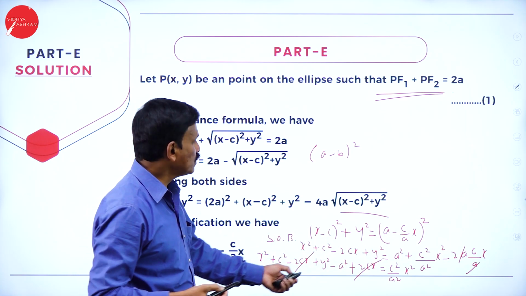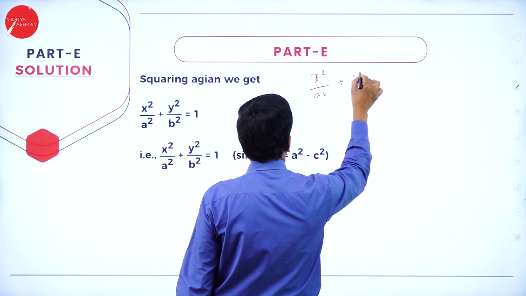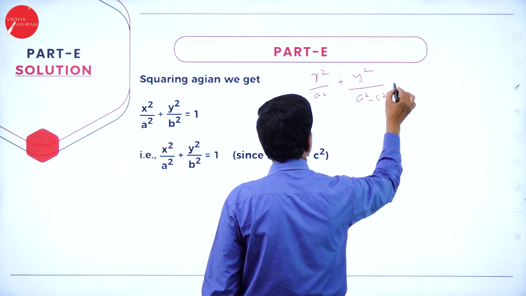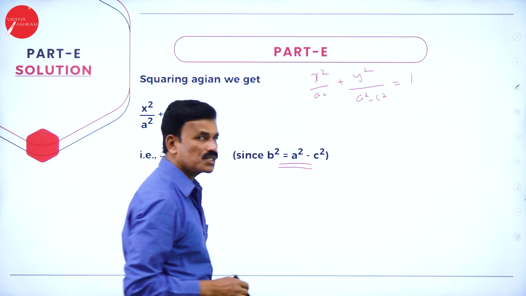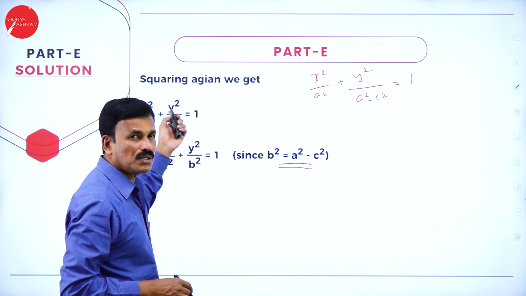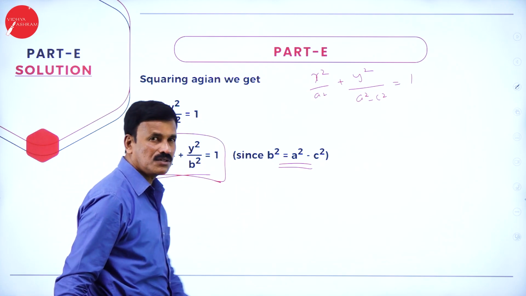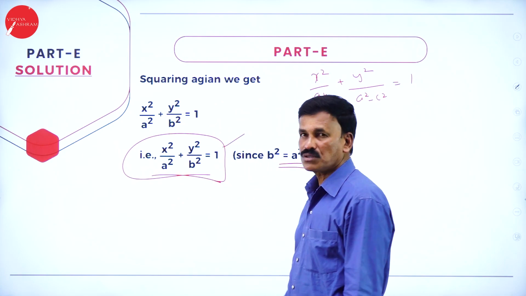Simplify this. After simplifying, we are going to get the equation as x²/a² + y²/(a² − c²) = 1. Since b² = a² − c², therefore we get the equation x²/a² + y²/b² = 1. So therefore, hence the standard equation of the ellipse is x²/a² + y²/b² = 1.